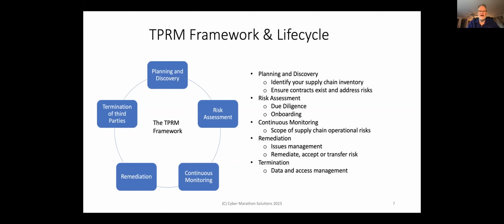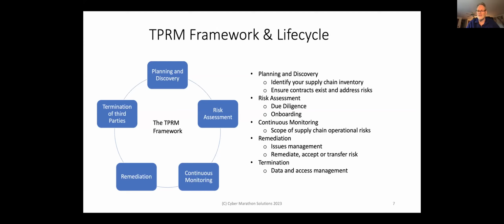Next, we have continuous monitoring. And from my perspective, continuous monitoring is absolutely critical to third-party risk management. When you do a risk assessment, you're taking a point-in-time assessment of the controls that your third party has in place. Well, that's good for the day it's done, but there are 364 more days in the year where you need to have understanding and visibility into how your third parties are performing.